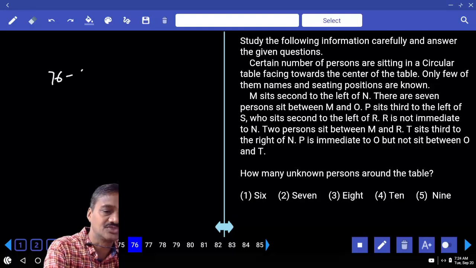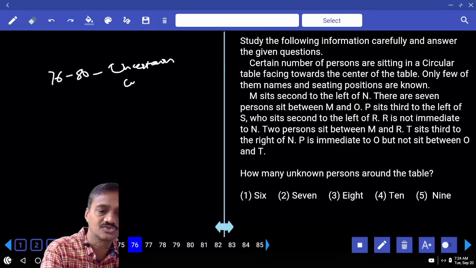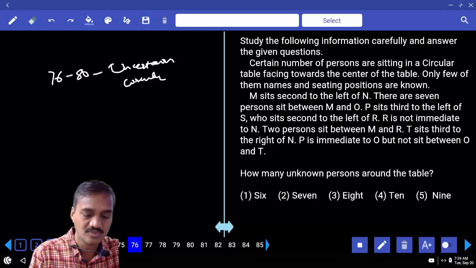Now 76 to 80. Uncertain, circle. Write it like this. Uncertain and circle.